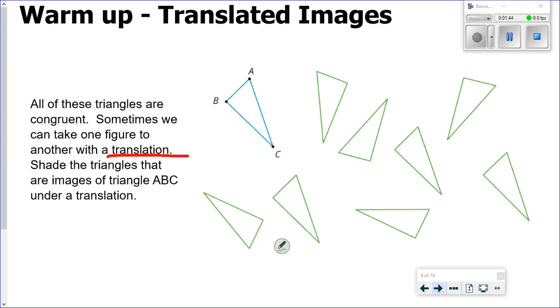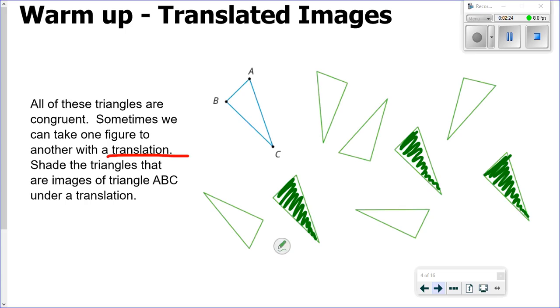You should have realized that the following triangles are a translation of triangle ABC. This one here, this one here, and finally this third one here. All three of these prove that they are a translation. Please remember that a translation means the object has moved right, left, up, or down. If you had shaded in any of the other figures, more than a translation has occurred.